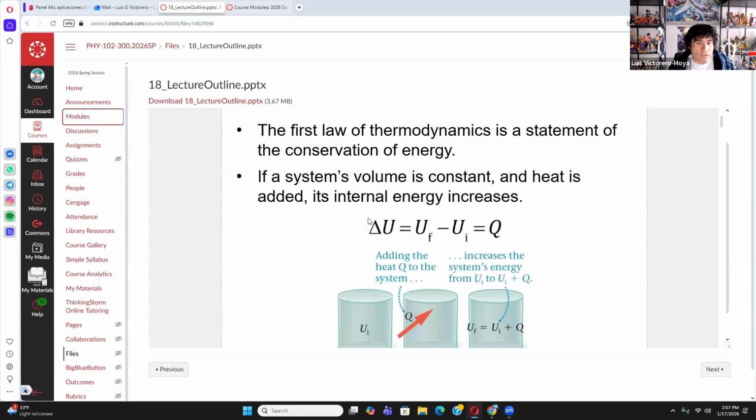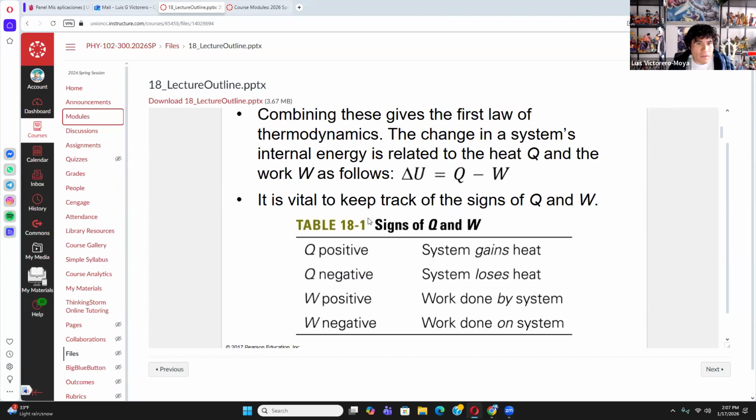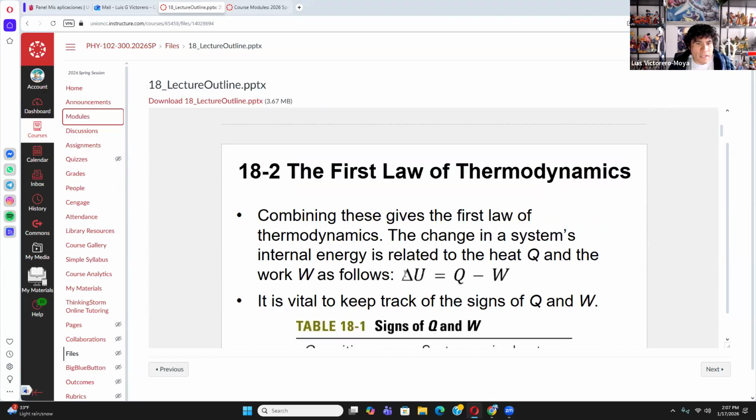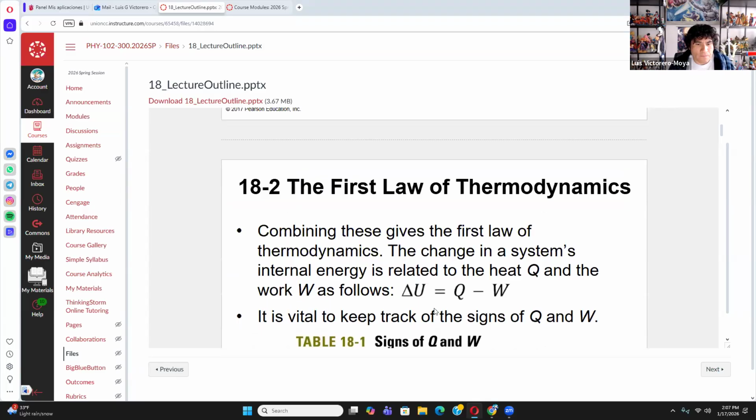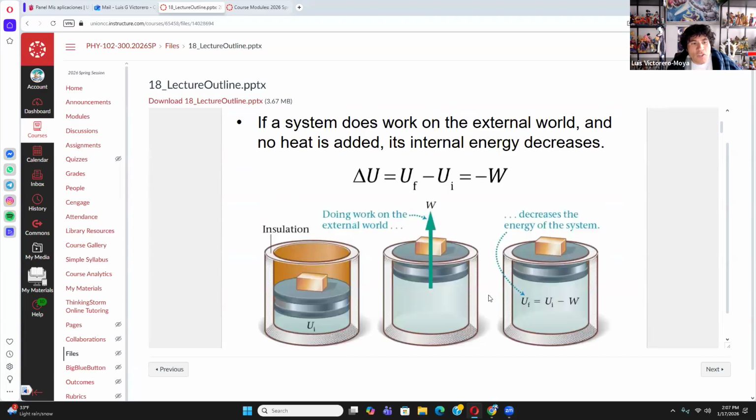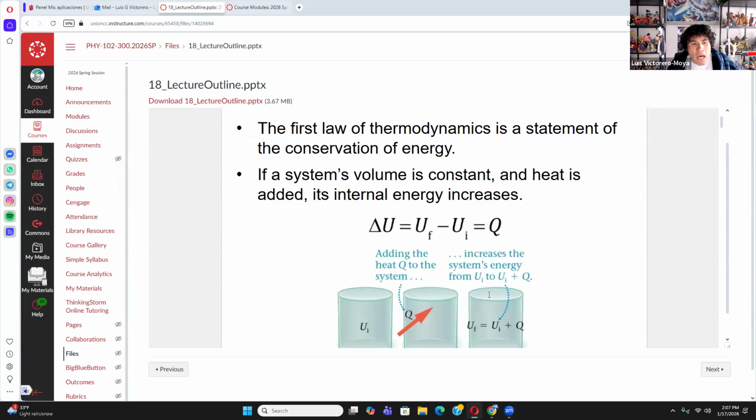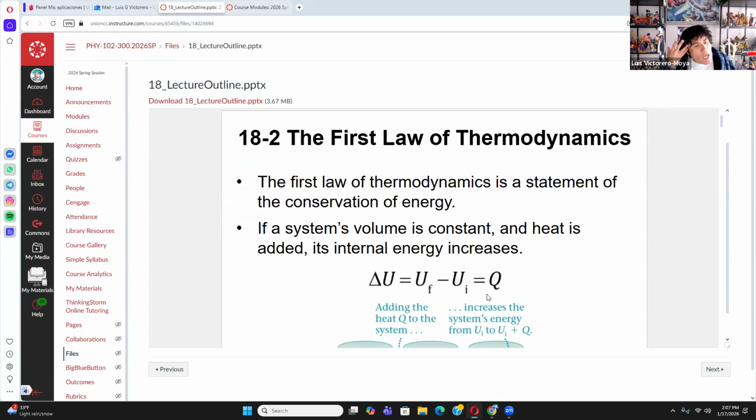So if we go to the first law of thermodynamics, it's basically written here. The change of internal energy, delta U, is equal to the heat minus the work. Or in many textbooks, they just write heat equals work plus the change of internal energy, which is basically the concept of conservation of energy, right?